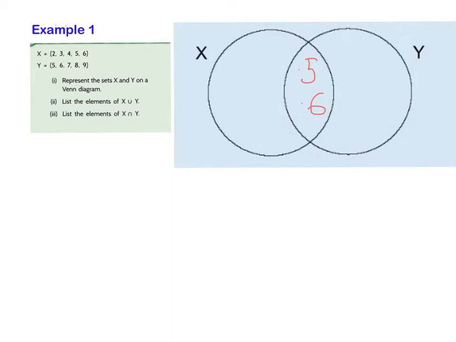And then what do we have in X? We have 2, we have 3, and we have 4. As you can see, this is set X, and set X includes 2, 4, 3, 5, and 6. Let's look at the other set, Y. We have 5 and 6 already in here, as this is set Y. So we need to add 7, 8, and 9.